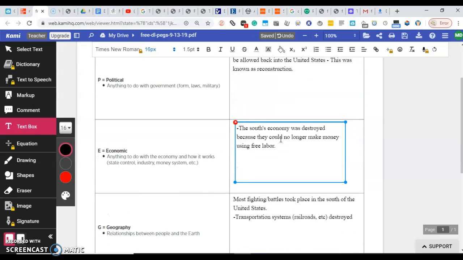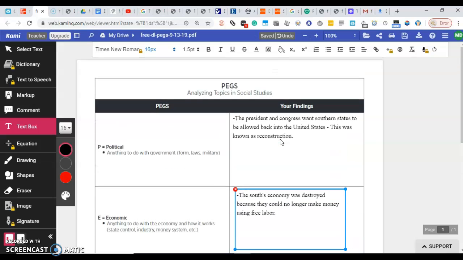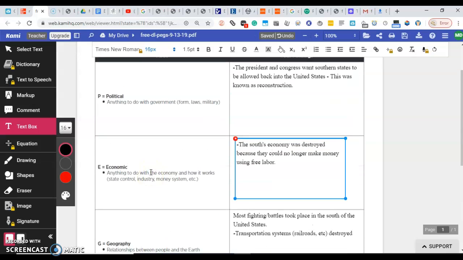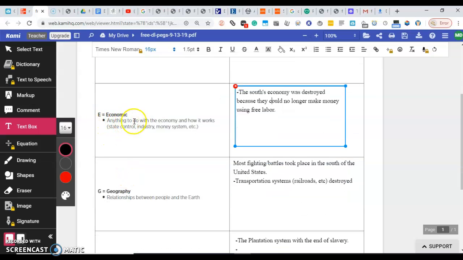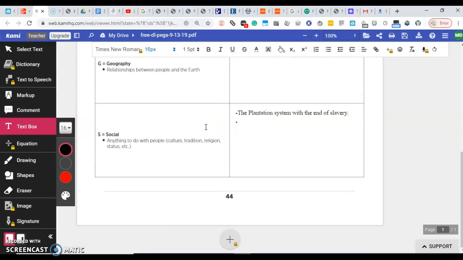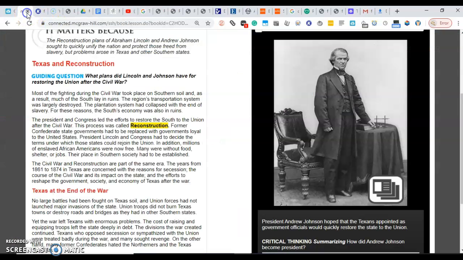All right, so again, you can see within not even the first paragraph, we have all of these different ideas: political, economic, geography, and social. If you're confused and not sure what to do, go back to these ideas of political and look underneath, and you can see where it says anything to do with government, forms, laws, military, etc. And then, again, look underneath economic if you're not sure what that stands for. And you should be writing several of these. You might need several of these sheets to take down sufficient notes.